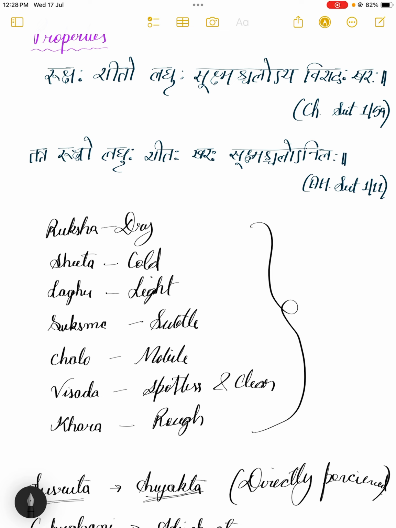If we closely observe the verse, we don't get the reference of the Vishada term in the verse of Acharya Vagbhat. So this creates a difference between Acharya Charak and Vagbhat, that Charak has mentioned one extra guna, that is Vishada. This is the contribution of Acharya Charak.